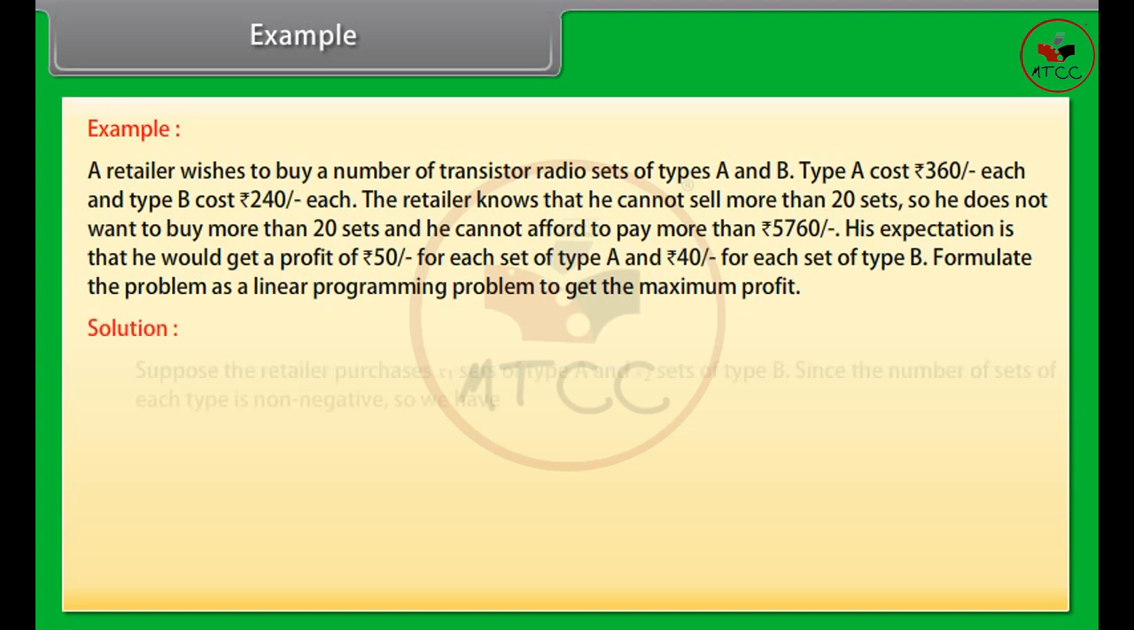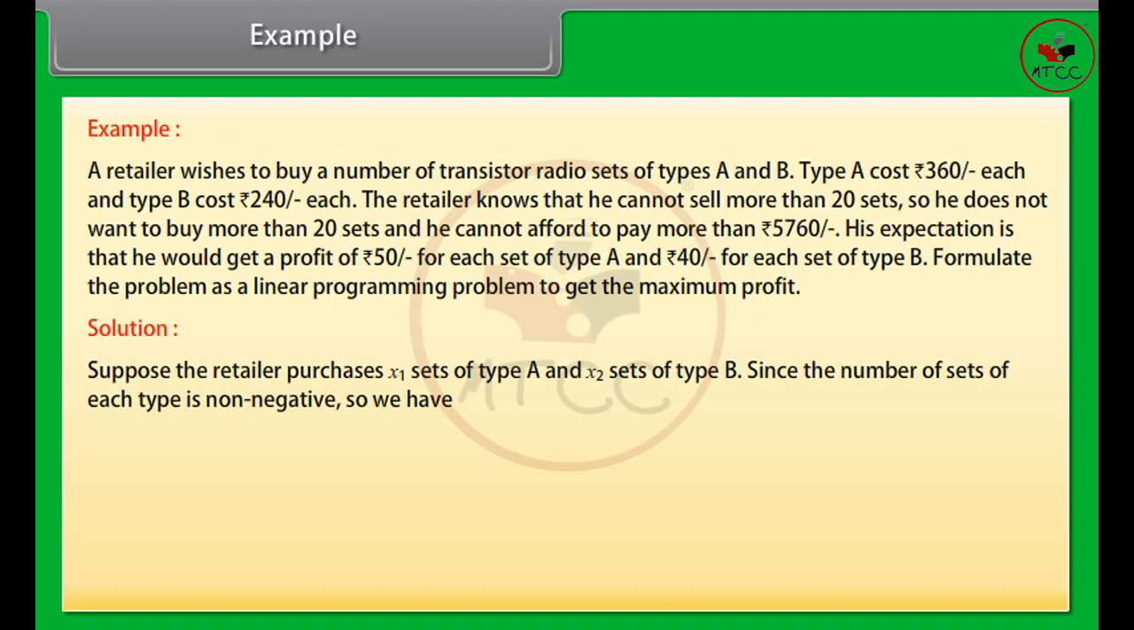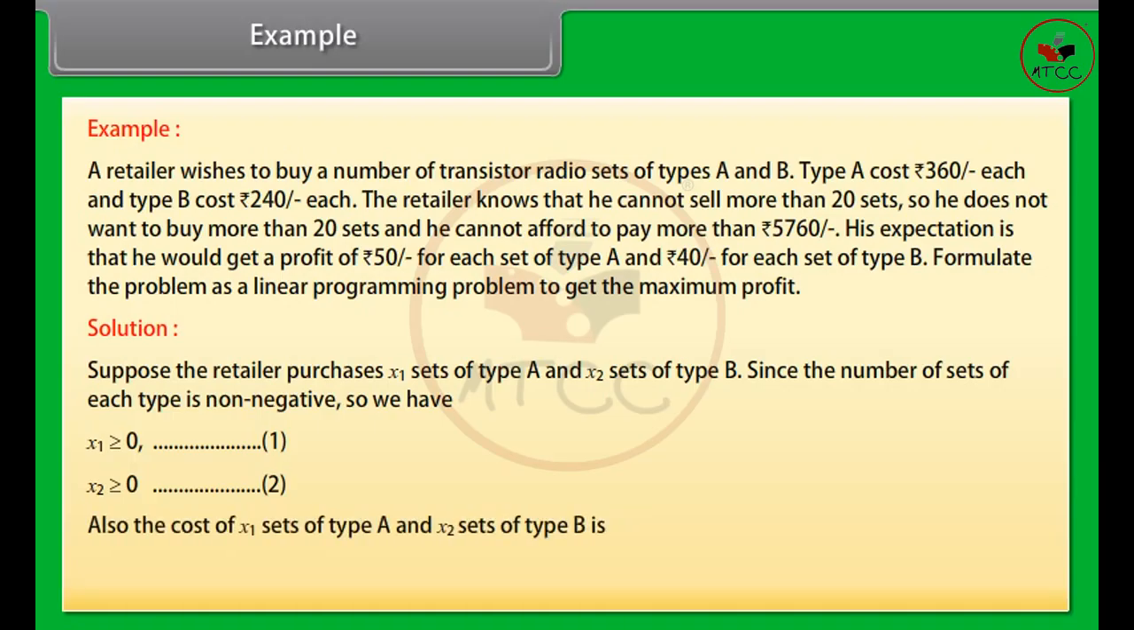Solution. Suppose the retailer purchases x1 sets of type A and x2 sets of type B. Since the number of sets of each type is non-negative, we have x1 is greater than or equal to 0, mark it as 1. x2 is greater than or equal to 0, mark it as 2. Also, the cost of x1 sets of type A and x2 sets of type B is 360x1 plus 240x2, and it should be equal to or less than rupees 5,760.